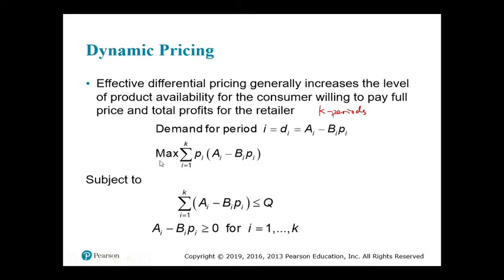And again, we're maximizing the total profit generated over the whole selling season by choosing the selling prices in each period. And we want to make sure that the whole demand that's satisfied during the selling season is less than what I ordered, or how much my capacity is upfront. And again, demand for each period should be non-negative as well.